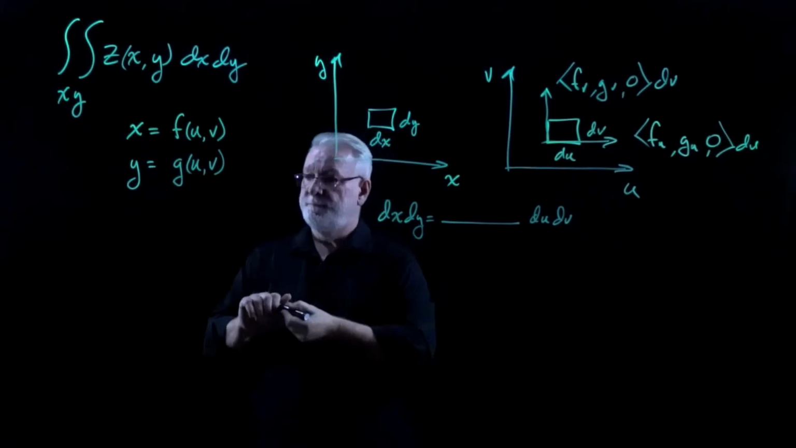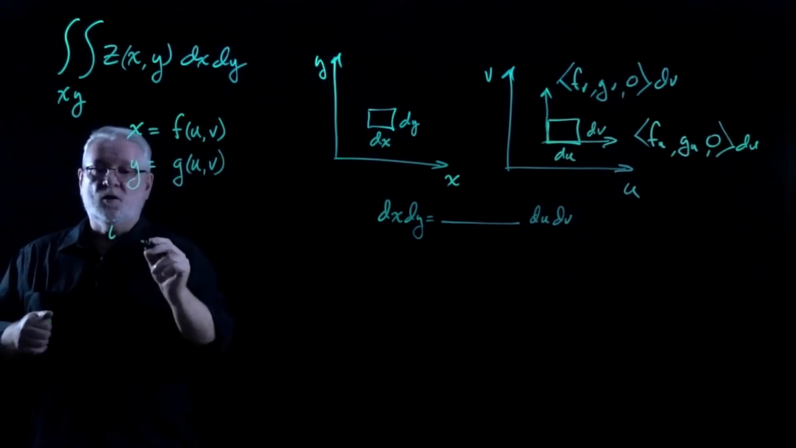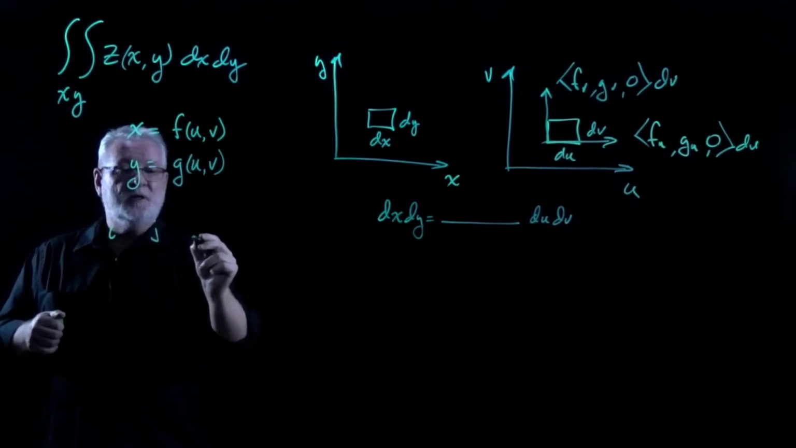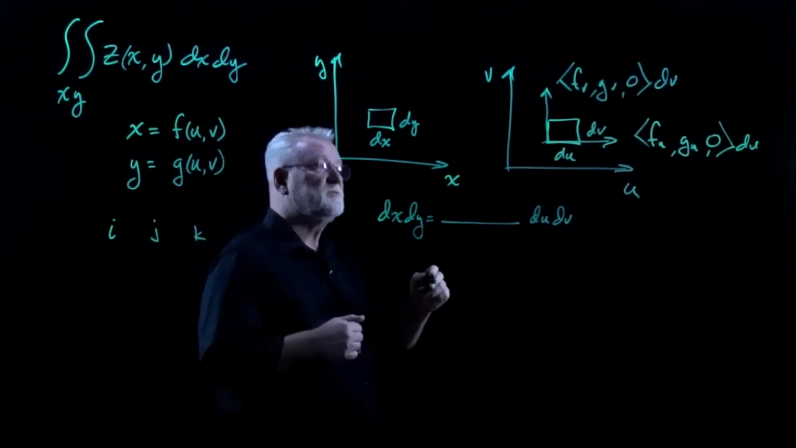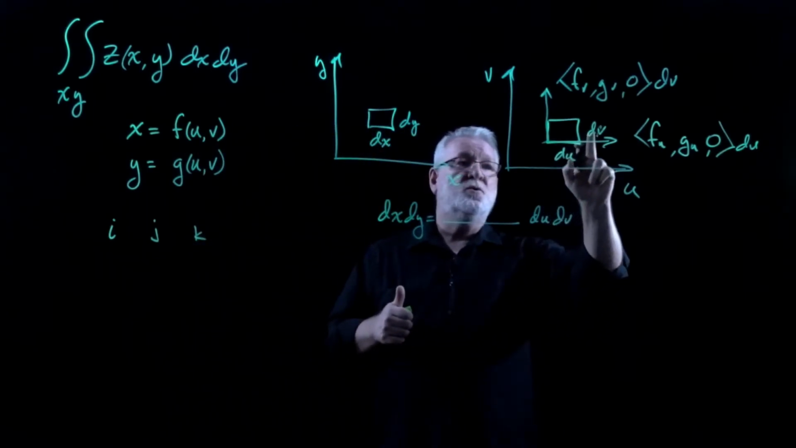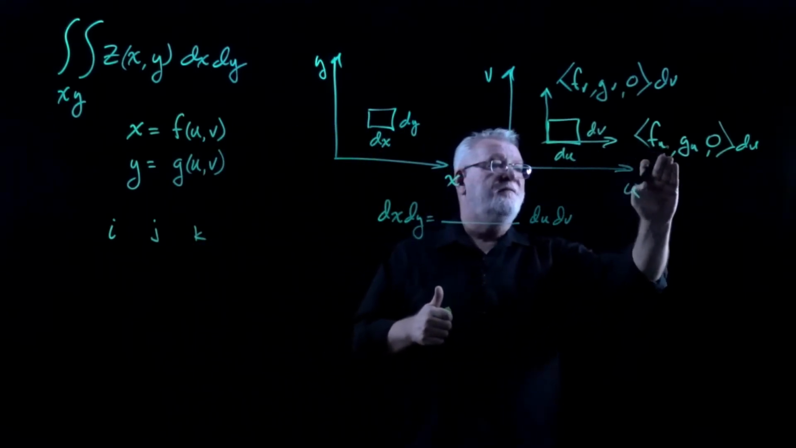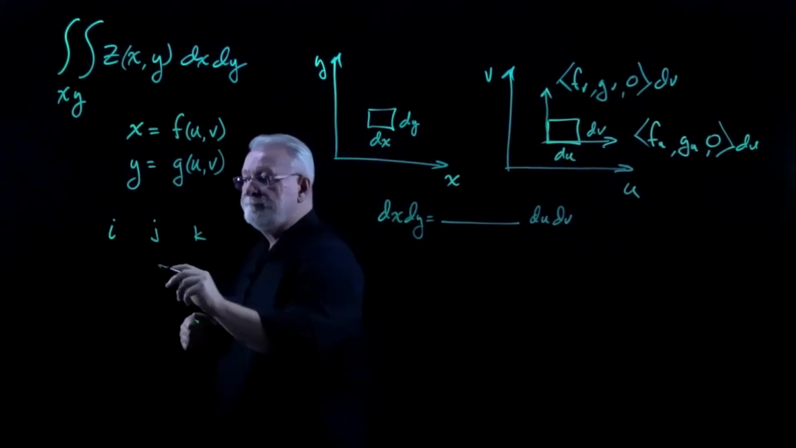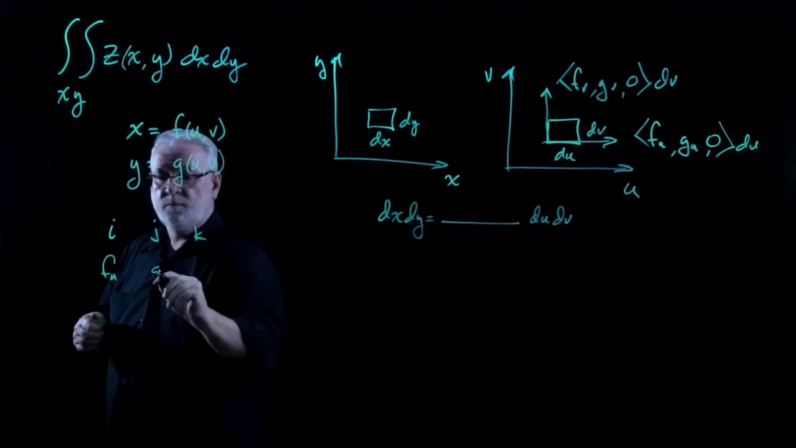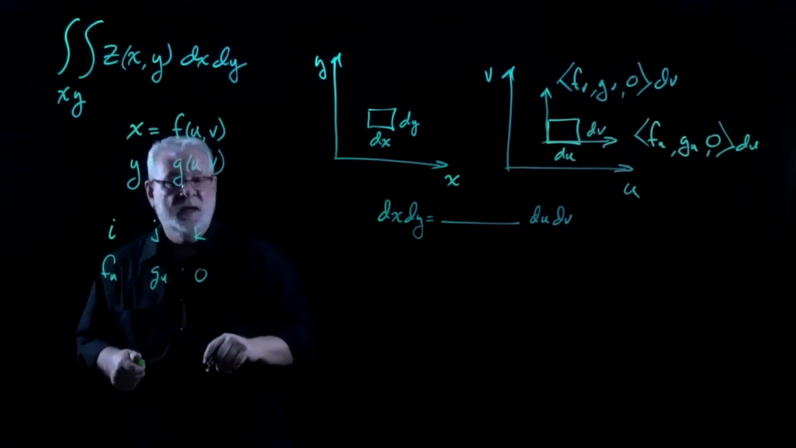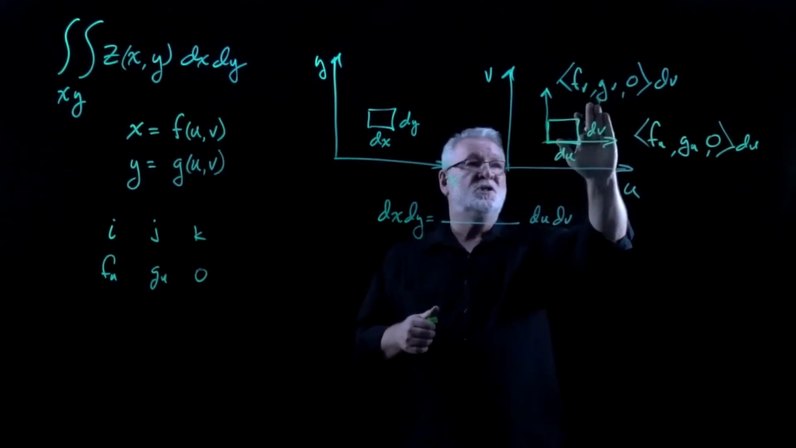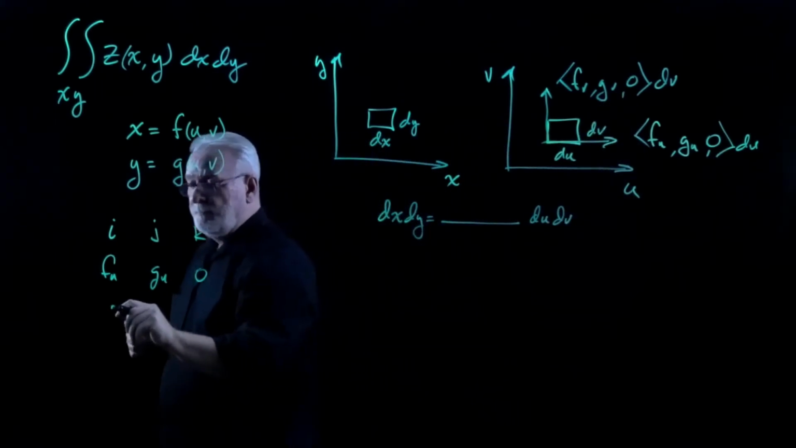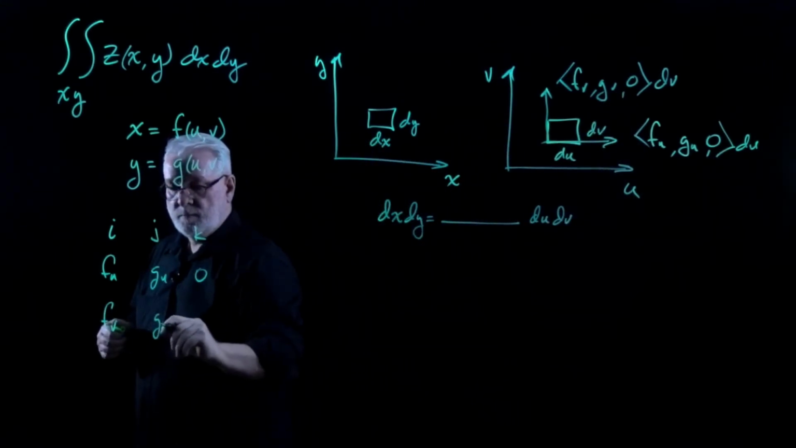So let's do that. Well, I know I can cross product two vectors by starting with a top row of i, j, k, and then under it, I'll put the first vector in the cross product. And this will be du crossed with dv. So it's going to be fu, gu, 0. And the bottom line is going to be the other vector I'm taking the cross product of. It's fv, gv, and 0.